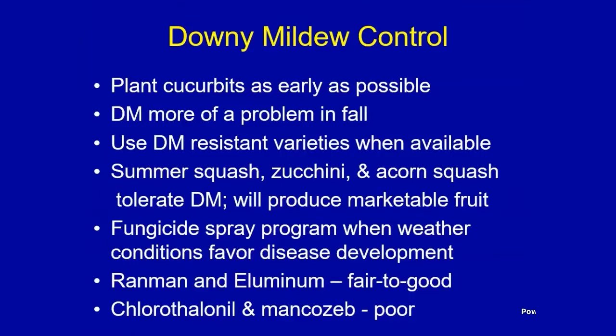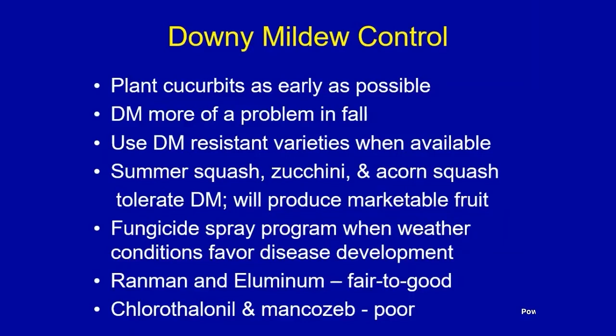You can use downy mildew resistant varieties when they're available. I think more and more of these are coming on the market. Things like yellow squash, zucchini, and acorn squash seem to tolerate downy mildew better than, say, pumpkins and cucumbers, and they will typically produce marketable fruit. A fungicide spray program is important when weather conditions favor disease development. And once again, you want to get ahead of the pathogen before it really gets going.